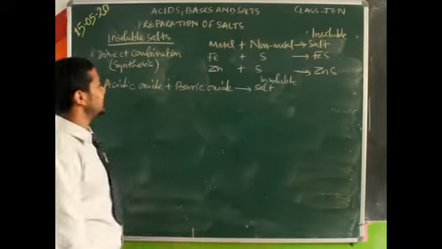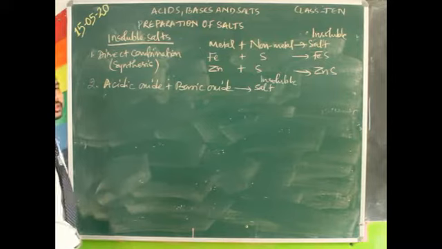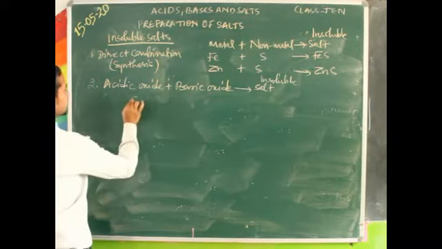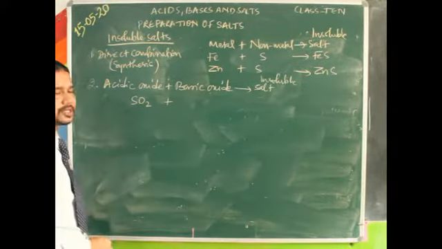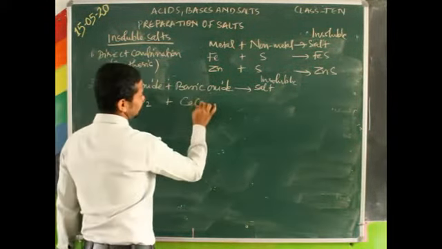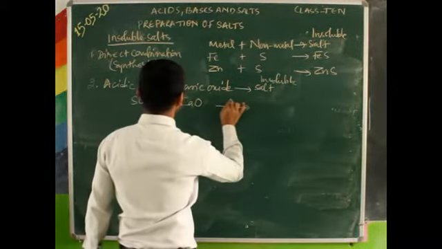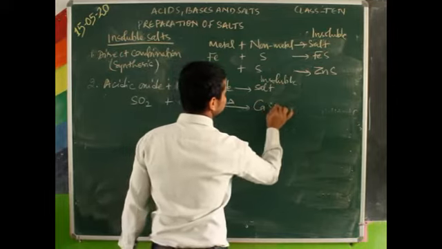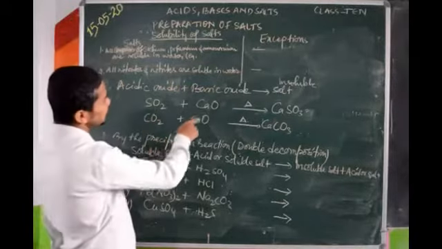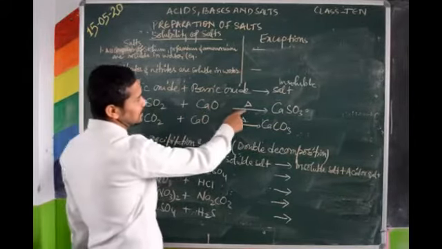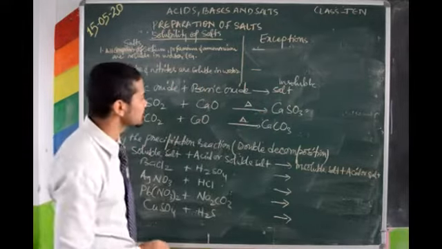So acidic oxide plus basic oxide gives insoluble salt. Take an acidic oxide, for example sulfur dioxide, plus a basic oxide, calcium oxide. If I heat this, I will get calcium sulfite. Sulfur dioxide plus calcium oxide on heating gives calcium sulfite, which is an insoluble salt.